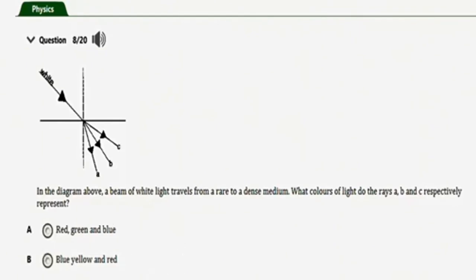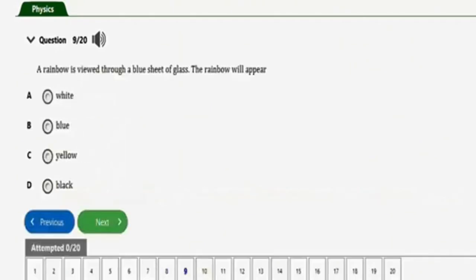Alright, so let's go to the next repeated question, which is this one. It says, a rainbow is viewed through a blue sheet of glass. The rainbow will appear white, blue, yellow, black. So the correct option is blue. Since they use blue sheets of glass, it will appear blue.